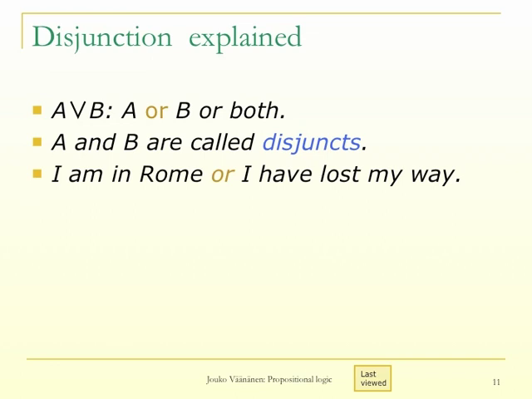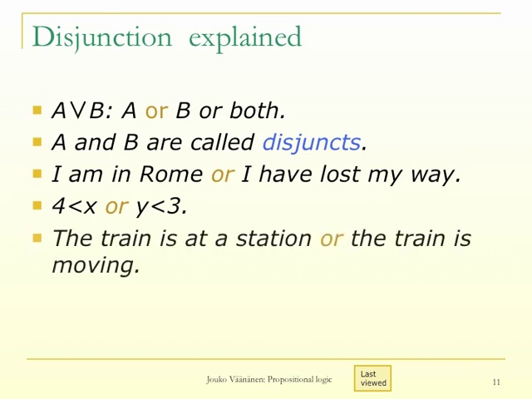I am in Rome, or I have lost my way. 4 less than x or y less than 3. The train is at the station, or the train is moving. There are many subtleties involved in the disjunction, as we will see later. Let us at this point only note that disjunction can, in principle, be used in two different meanings.